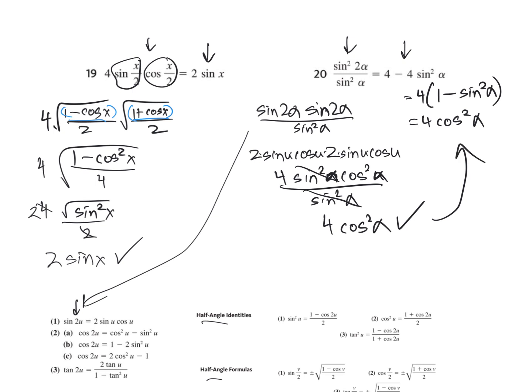So I did both sides, and you can do both sides. At this point, I would have gone and said the 1 minus sine squared, and then distributed the 4 through. So you could have done it all from one side. Okay, so now let's do number 21.